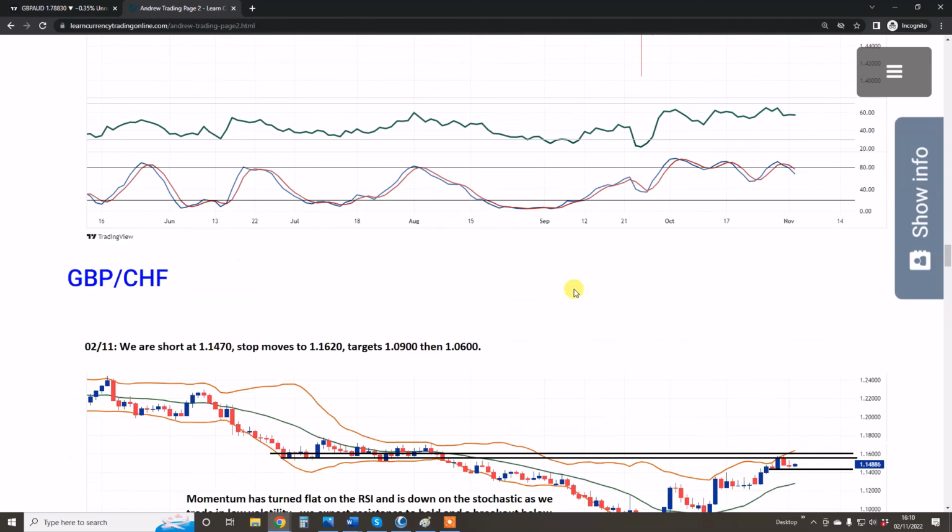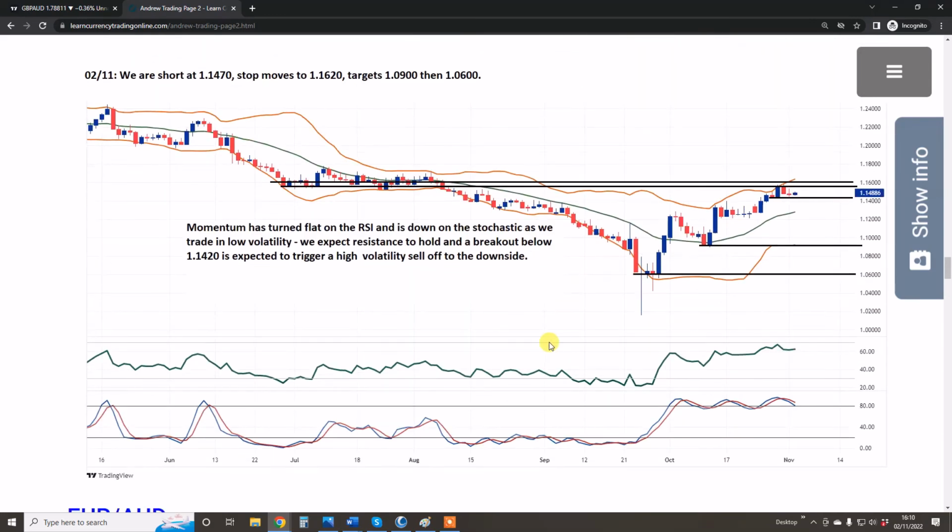Next pair, last pair, GBP CHF. I've mentioned in videos before, I really like the look of the CHF from a longer term perspective. I think it's going to be the strongest European currency. Healthy economy, not too much inflation, and it's a safe haven.